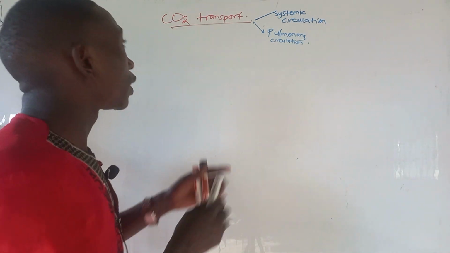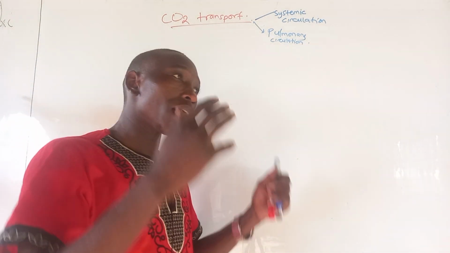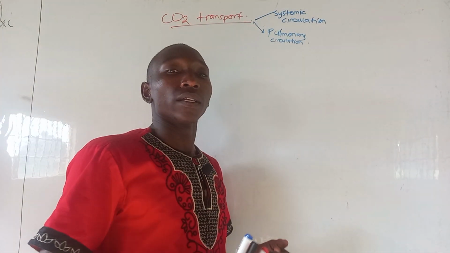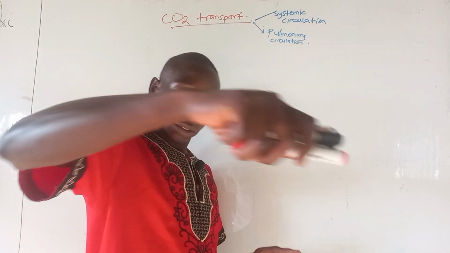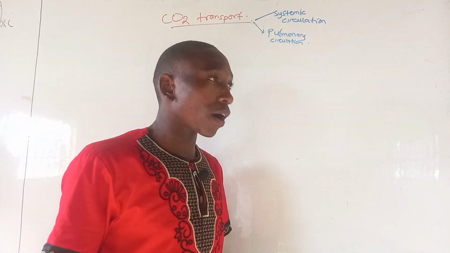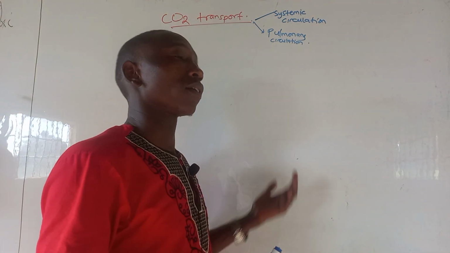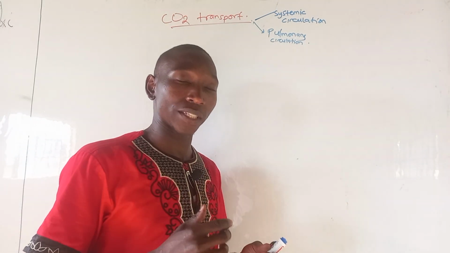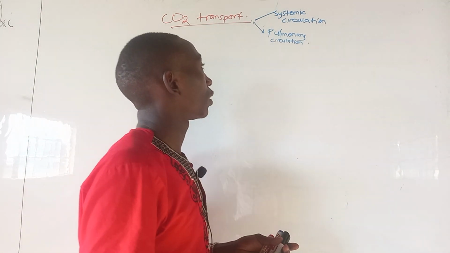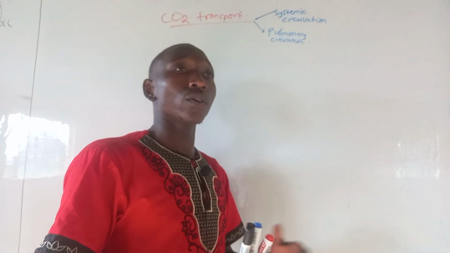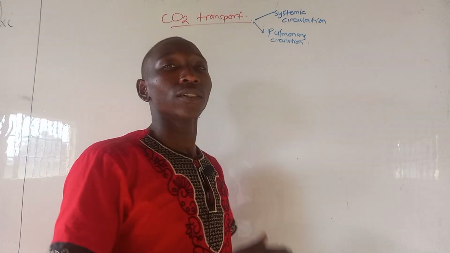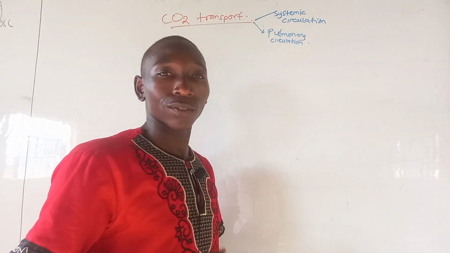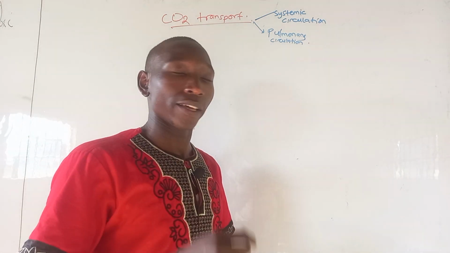So when we talk about systemic circulation, we mean that blood is going to move from the heart through the aorta towards the body parts, the lower organs. Then it goes back to the heart through the major vein, which is the vena cava. With the pulmonary circulation, we mean that blood is going to leave the heart through the pulmonary artery to the lungs, then it comes back to the heart through the pulmonary vein.